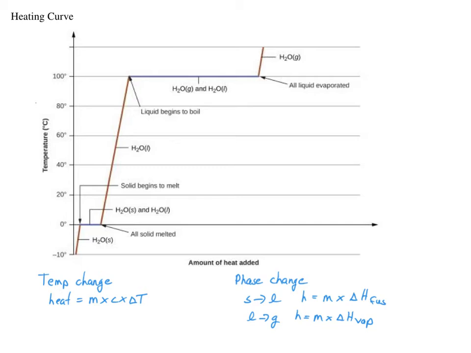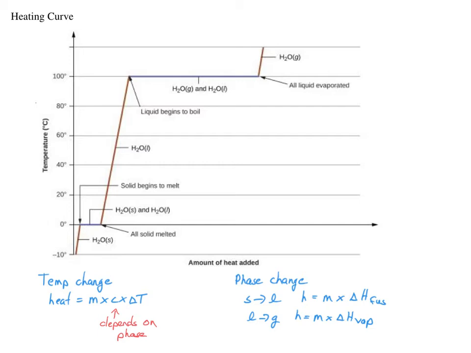And if we look at quantifying the heat in each of these different regions of the heating curve. Initially here, this is a temperature change region, and the heat is going to be calculated by the mass times the specific heat times delta T. Now, as we've learned in our earlier problems, the value of the specific heat of water depends on the phase. And if you look at your equation sheet, you'll see there's different values for the specific heat of water depending upon whether it's in the liquid, solid, or gaseous phase.